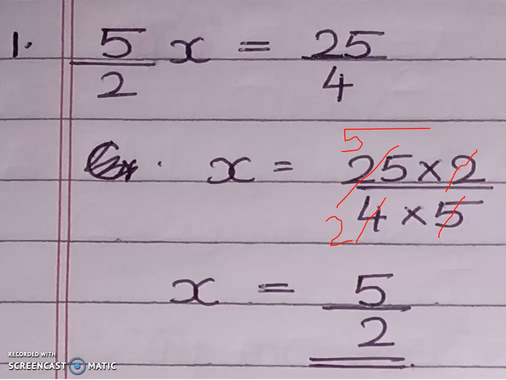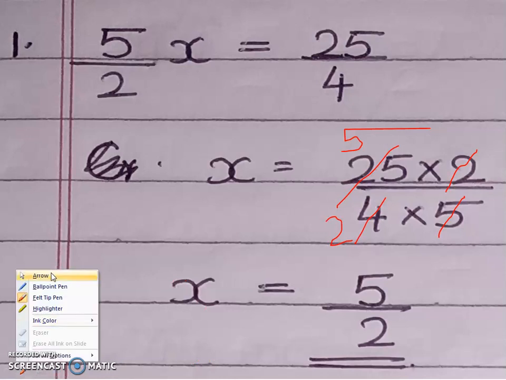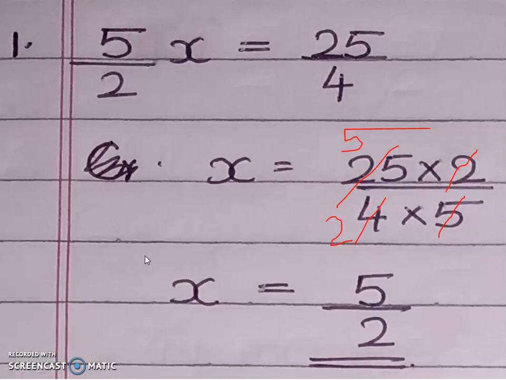So 5/2 x is equal to 25/4. When you take 5/2 to the other side, it becomes divided by 5/2. Divided by 5/2 is the same as multiplication by its reciprocal. That is why I wrote into 2/5. Then I reduced the operation and I got the final answer as 5/2. Next question.